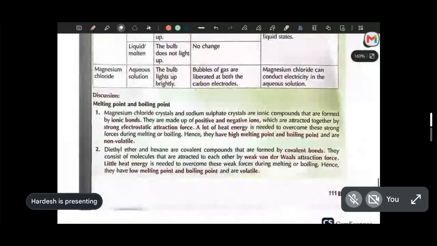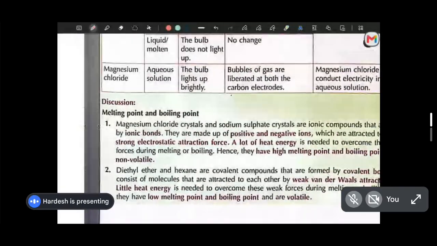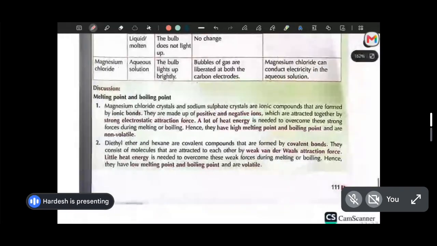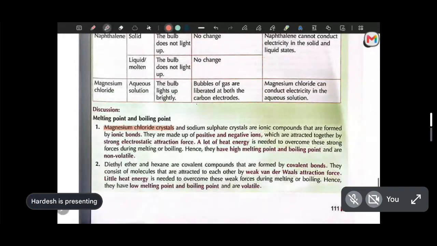Okay. Now, this is the main theory for hypothesis A, B, and C. As you can see here, melting point, boiling point. We look at magnesium chloride crystals. Ionic compounds, okay? They have ionic bonds. They are made of positive and negative ions attracted together by strong electrostatic attraction force. A lot of heat energy is needed to overcome the forces during melting or boiling. Hence, high melting point, boiling point, non-volatile.